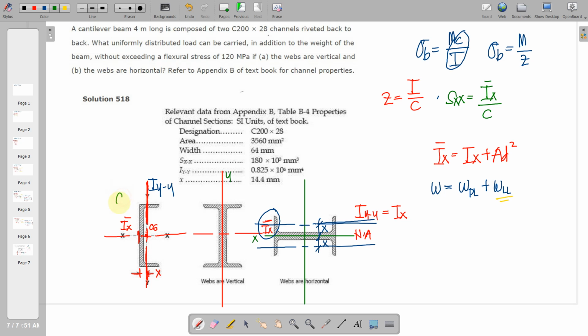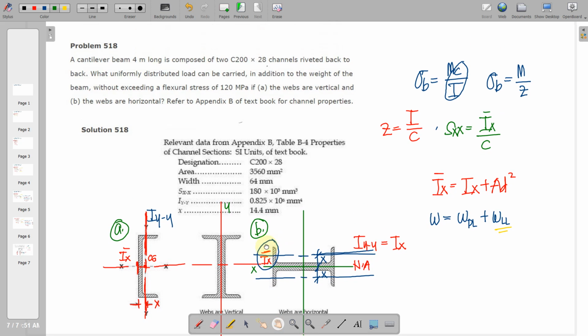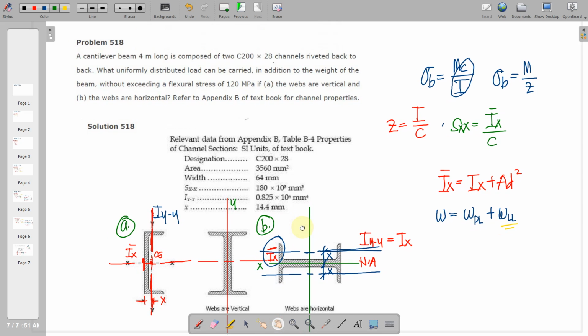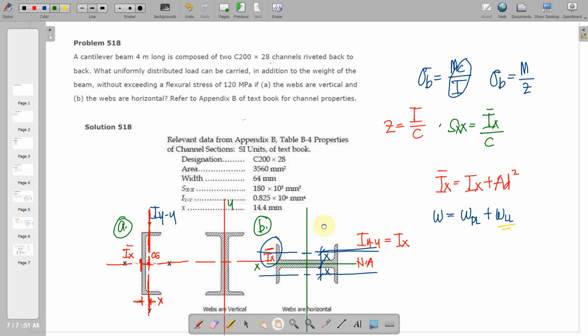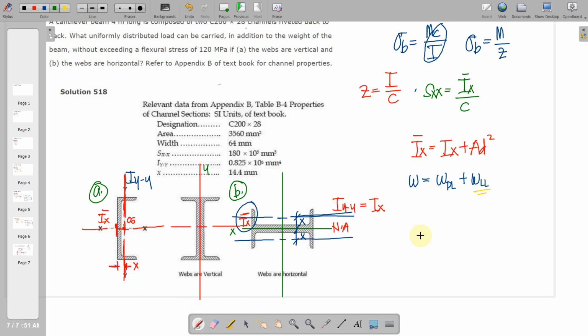Okay, so that is the first condition. I'll just place here that this is letter A, and the second condition, we just have to invert your axis. This will be your letter B. So the first thing to do is to determine our moment value. So basically, we have here a cantilever beam. Solution. Say we have here the cantilever beam.